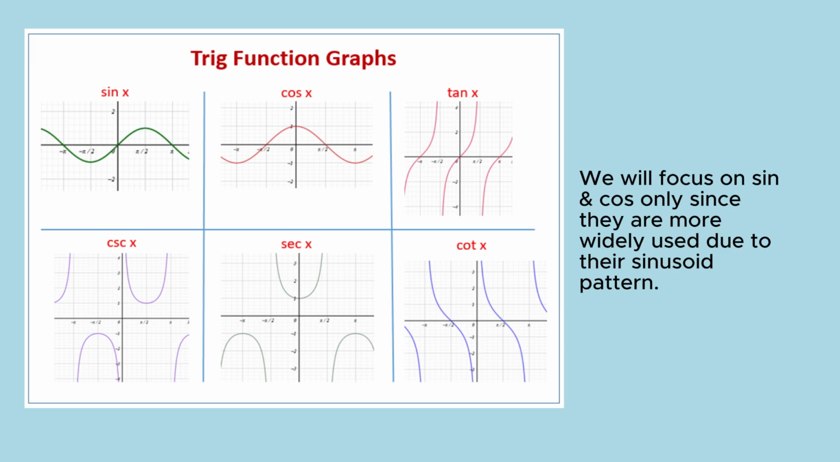Now we look into trigonometric function graphs. If you look at the first 3 at the top, you have sine, cosine, and tangent. These 3 are the standard trigonometric functions that you see. But we will focus on sine and cosine since they are more widely used in applications such as medical and engineering, and this is due to their sinusoid pattern. Others like tangent, cosecant, secant, or cotangent are used somewhere else.